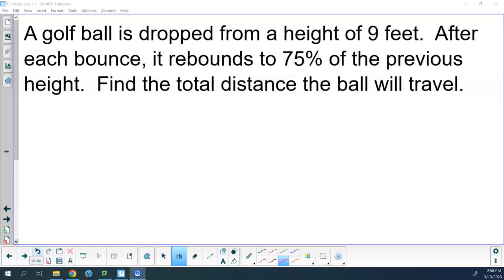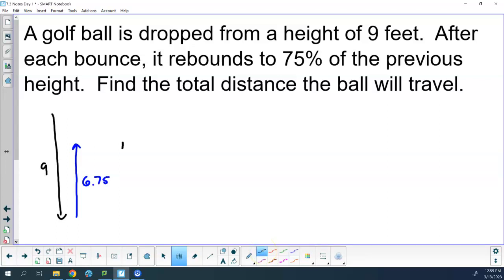Then lastly, we have this style of a word problem. A golf ball is dropped from a height of 9 feet. So it starts up, the golf ball gets dropped, and it falls 9 feet. Then what's going to happen is it's going to rebound to 75% of the height. So it's going to bounce back up to 9 times 0.75. It's going to bounce back up to 6.75 feet.